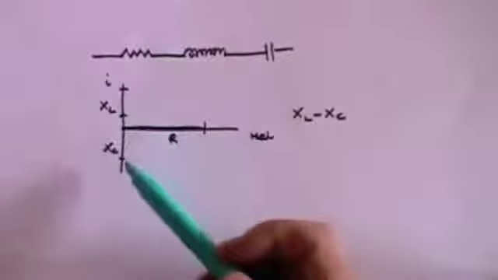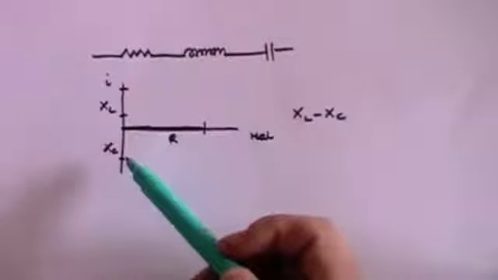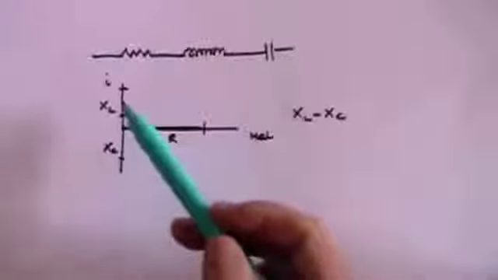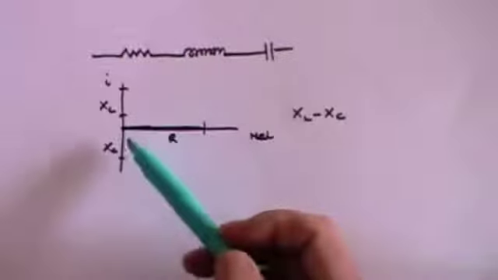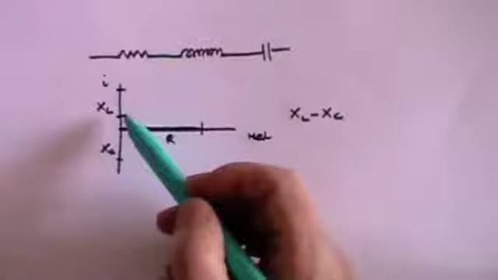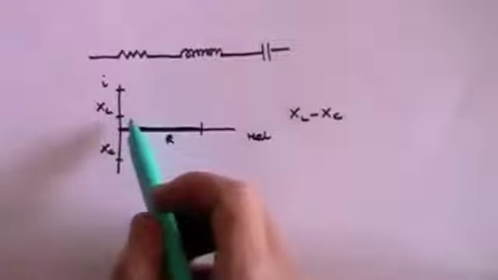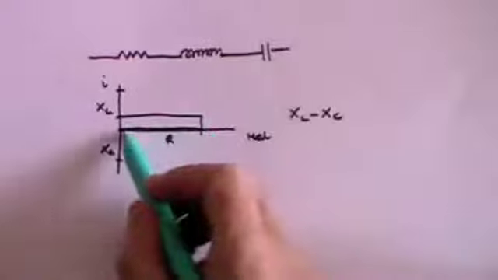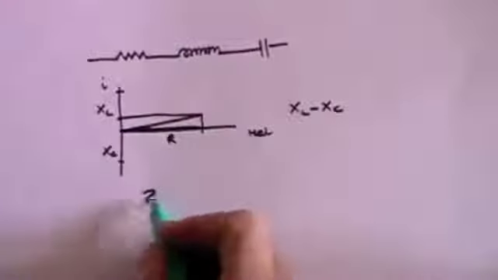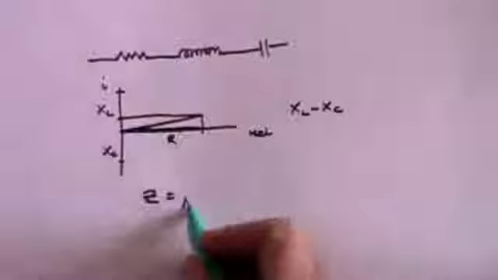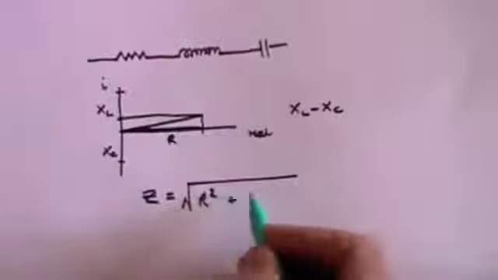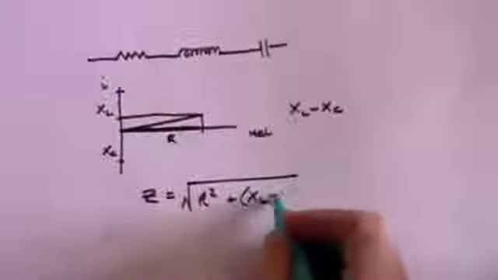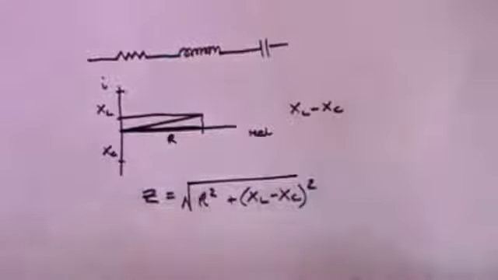It will depend which is the larger. Obviously, if XL is greater than XC, then there will be a small surplus in this direction. If XC is greater than XL, there will be a small net effect in this direction. But it's the net effect of XL minus XC which is what you construct, and then the total value of Z will equal the square root of R squared plus the net reactance squared, which is simply XL minus XC all squared.